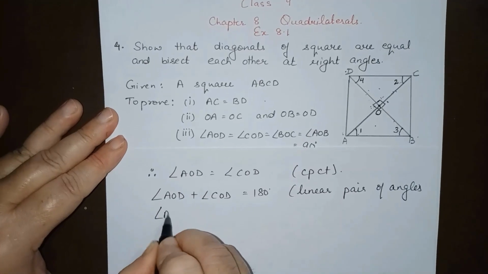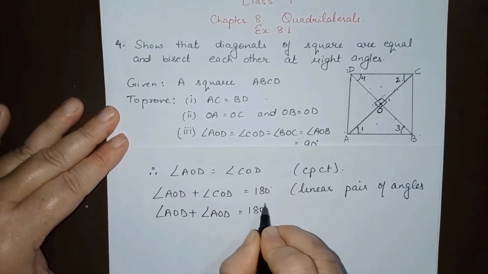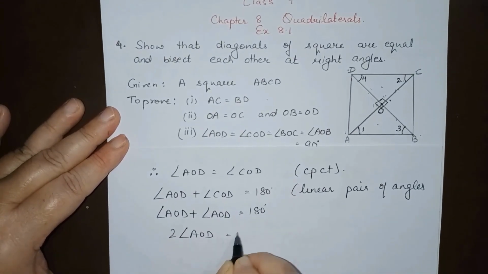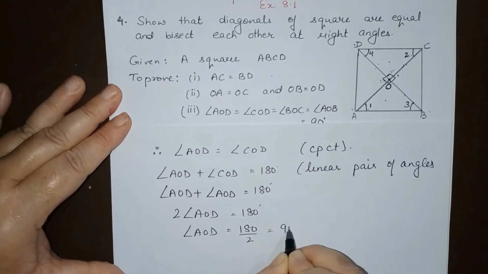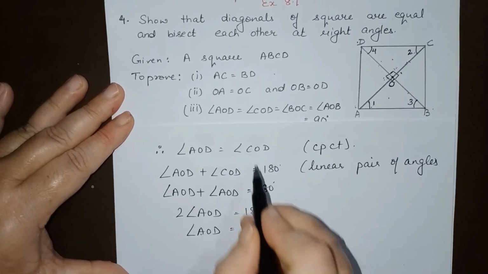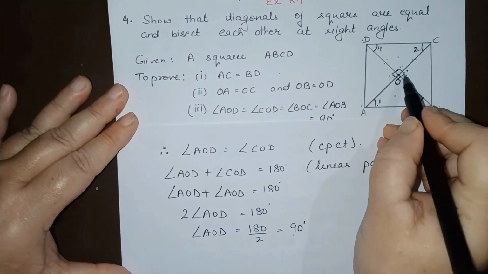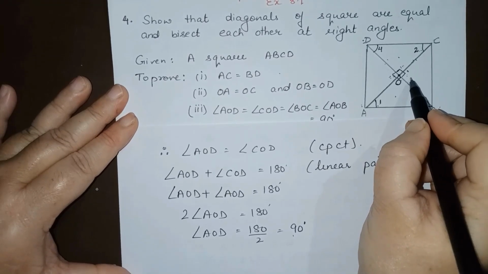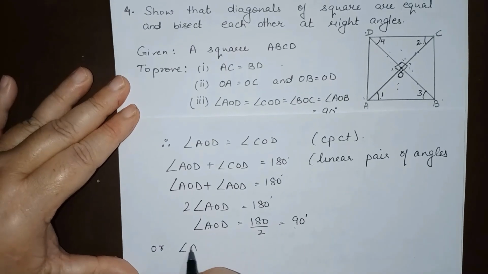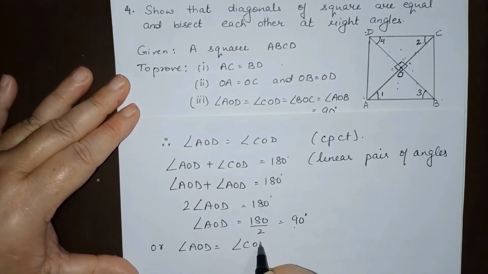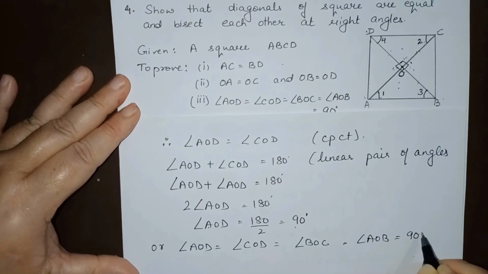So AOD plus COD is 180 degrees. Twice of AOD is 180 degrees. So AOD is 180 by 2, which is 90 degrees. AOD is 90 degrees. COD is equal to AOD, so it will also be 90 degrees. And these two are vertically opposite angles. Similarly, BOC will be 90 degrees and AOB will be 90 degrees. So we can write it directly, angle AOD is equal to angle COD is equal to angle BOC is equal to angle AOB equals 90 degrees.